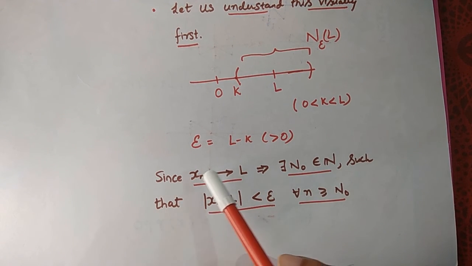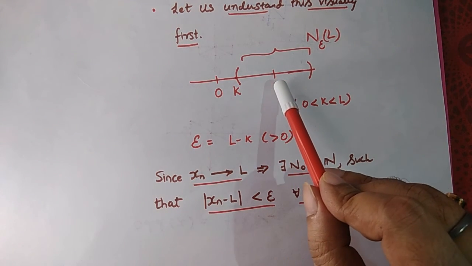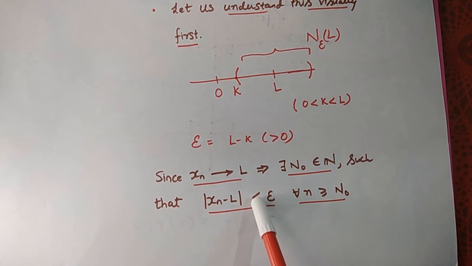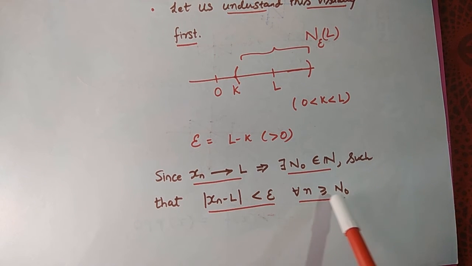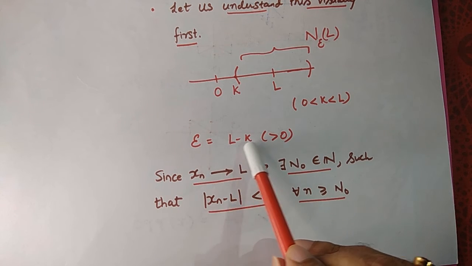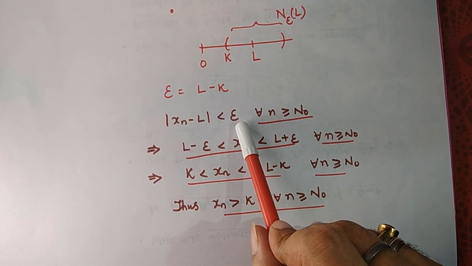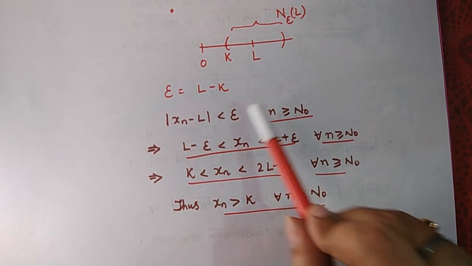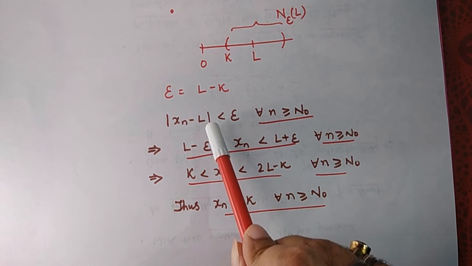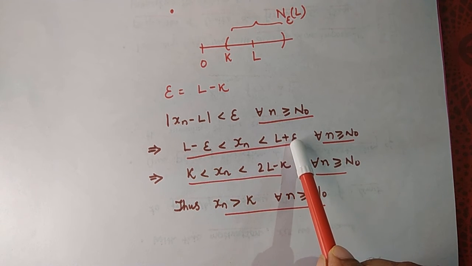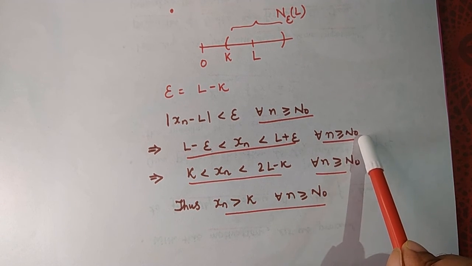Now let us make use of the fact that xn converges to L. Therefore, there exists a natural number n naught such that mod xn minus L is strictly less than epsilon for all n greater than equal to n naught, where epsilon has been chosen to be equal to L minus k. This means that L minus epsilon is less than xn is less than L plus epsilon for all n greater than equal to n naught.